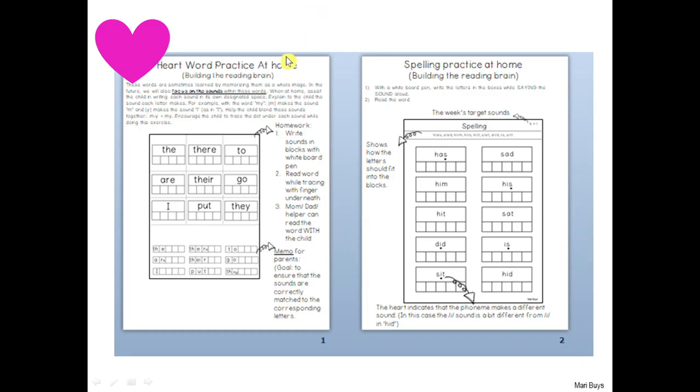Right, so in the beginning of the year, you receive these two instruction pages for the hard words and the spelling. So we are going to dissect these two in a little bit more detail, so that you can get a good idea of what we're busy with.